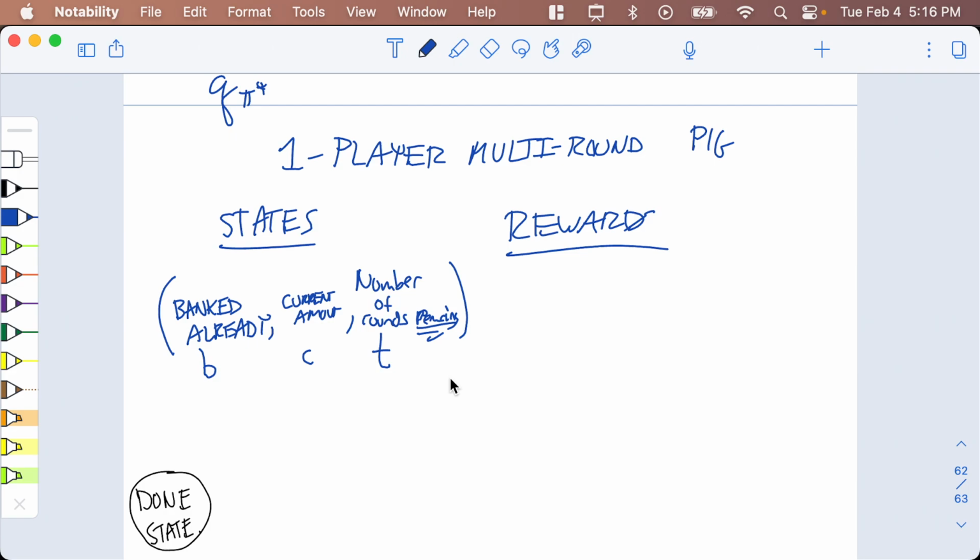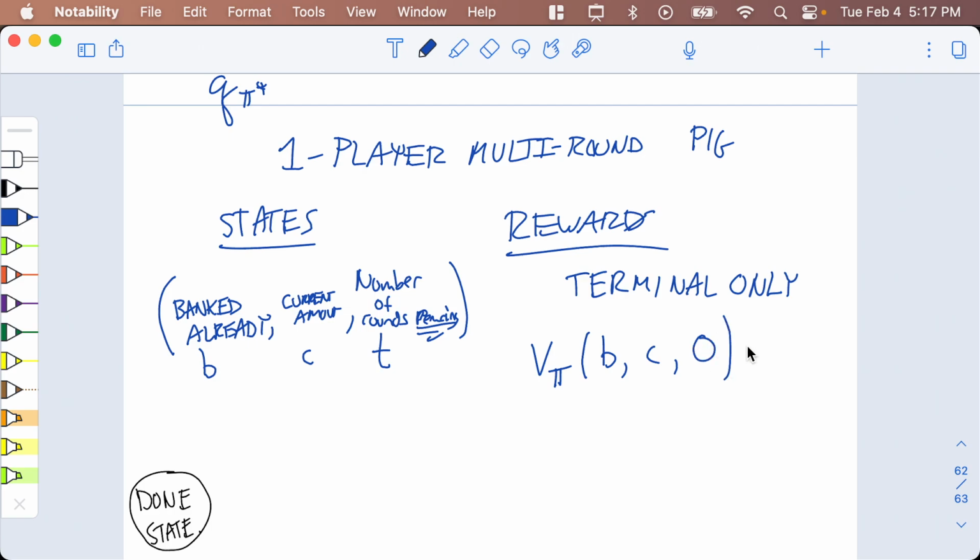I think you're thinking along the right lines. I'll tell you guys what this one is. Okay, so this one will be, and again, it's a terminal reward only. So there's no ongoing rewards. And the terminal rewards tell you the value of any situation. If you've banked B and you have a current amount C, and you're at time 0, so there's 0 rounds left, this will be some fixed value.